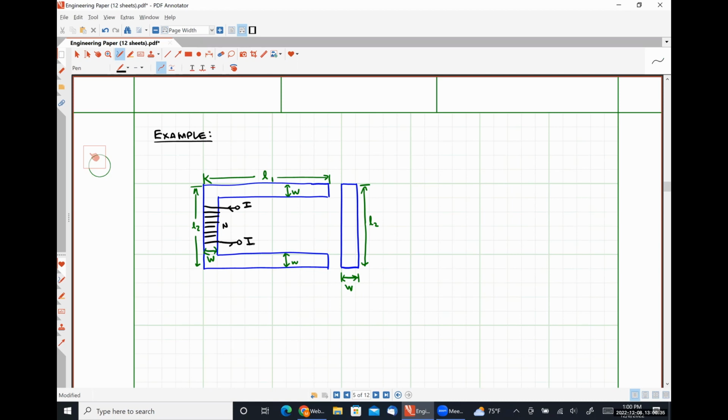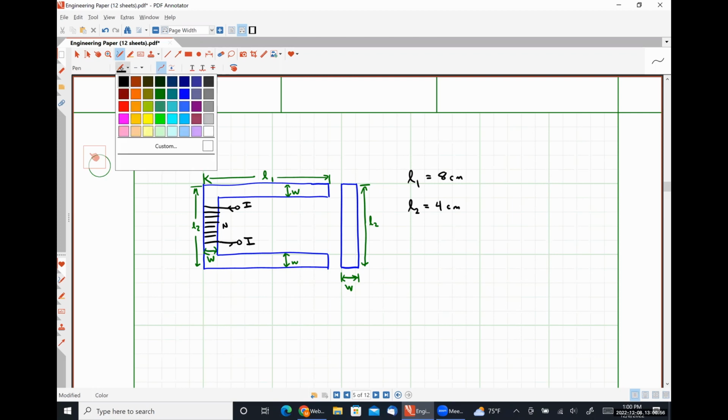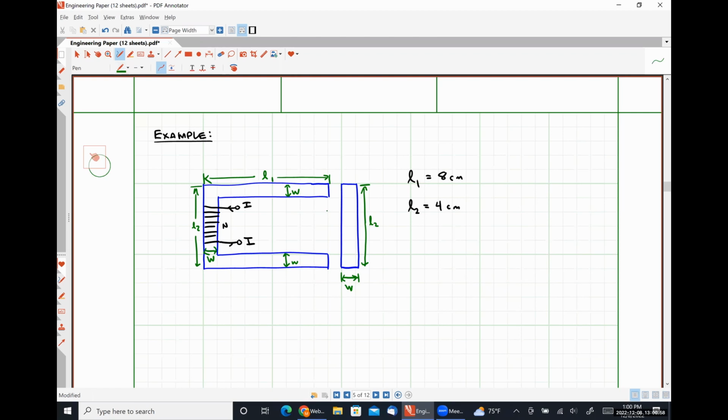I flowing in, I flowing out. Our coil has N turns. And let's give us some numbers to look at. Let's say that L1 is 8 centimeters. L2 is 4 centimeters. Oh, and I didn't define this, so my apologies. The length of our air gap will be LG, will be 0.5 millimeter.